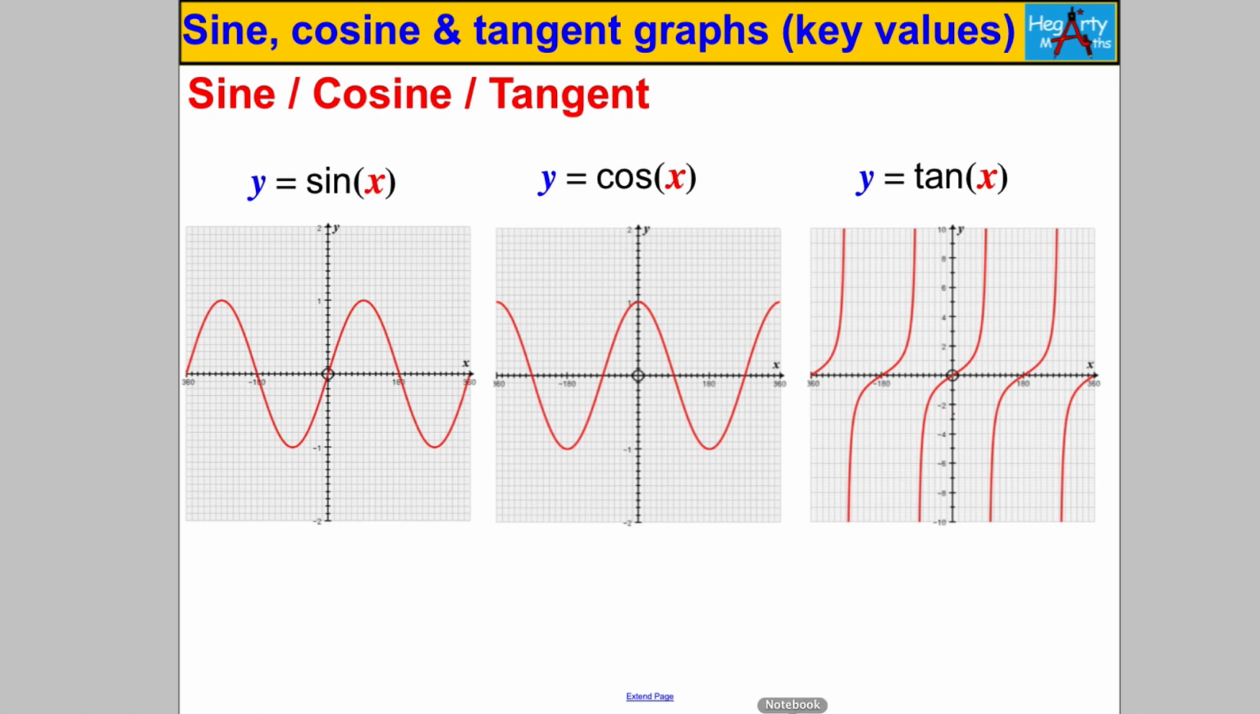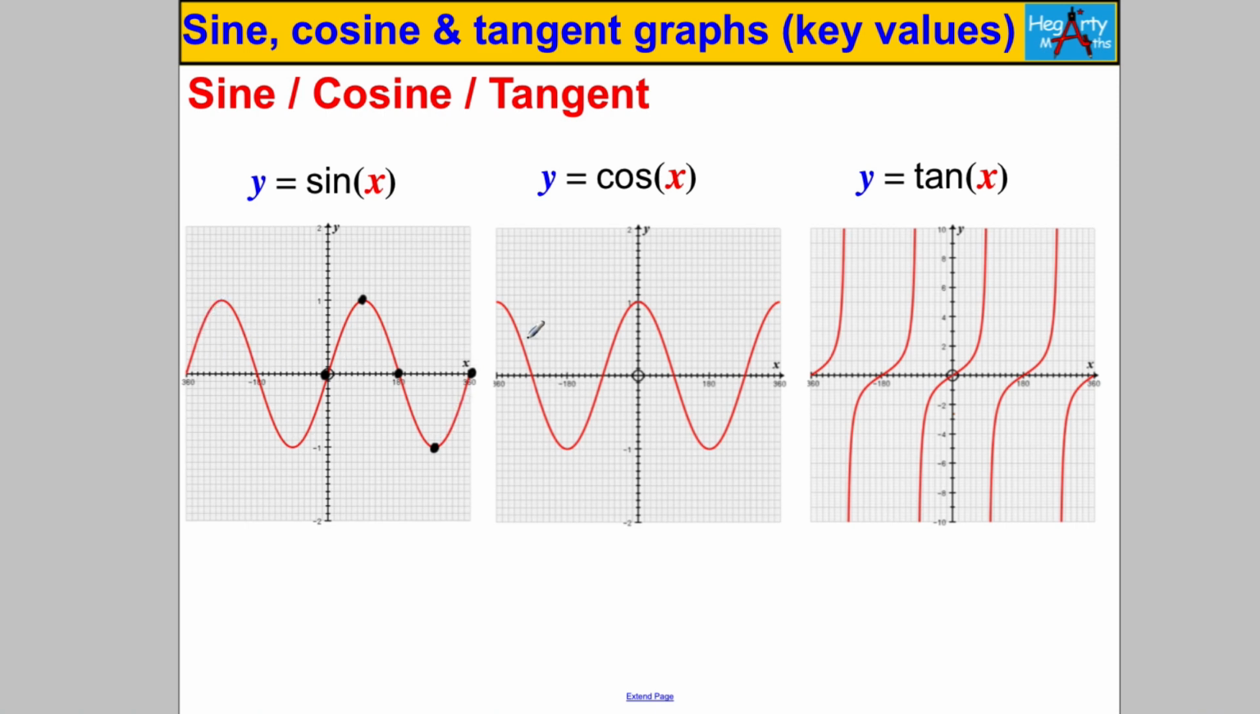The key things to remember here: the sine and cosine graphs are like wave graphs. The sine graph starts at 0, 0. It goes over here to 90, 1, it then comes back here to 180, 0, it then goes over here to 270, negative 1, and then it goes over here to 360, 0. And it's a wave function between that, and it repeats itself over this side.